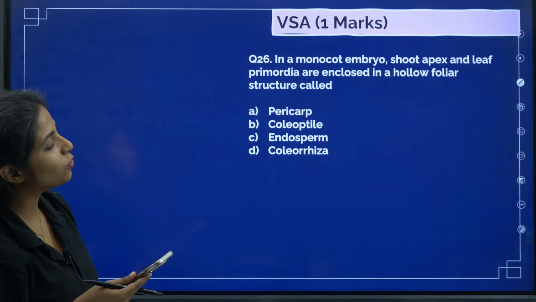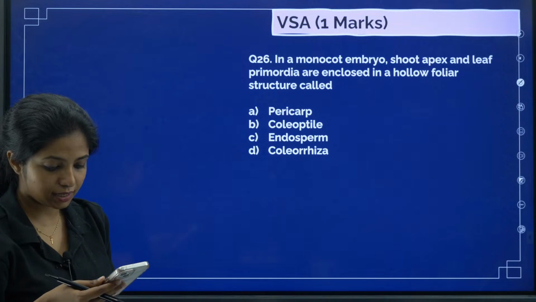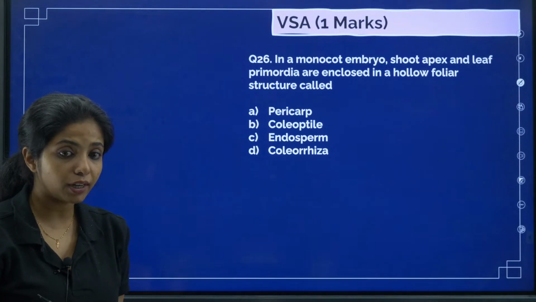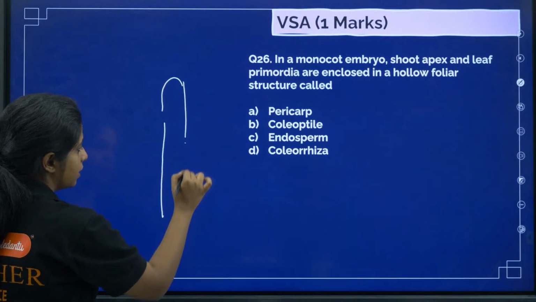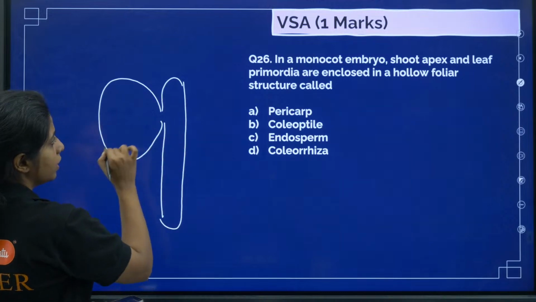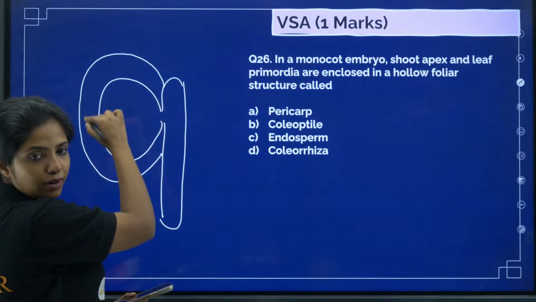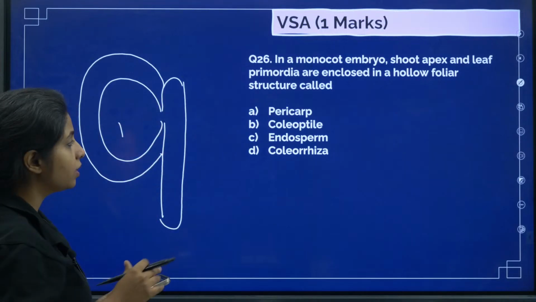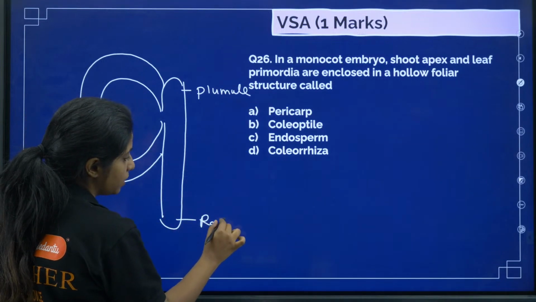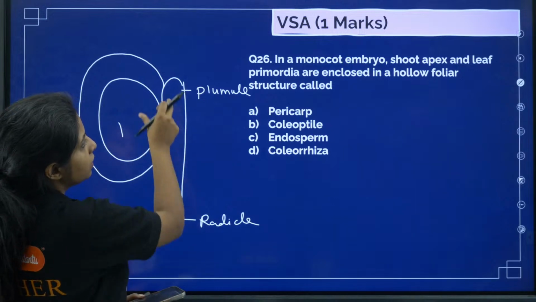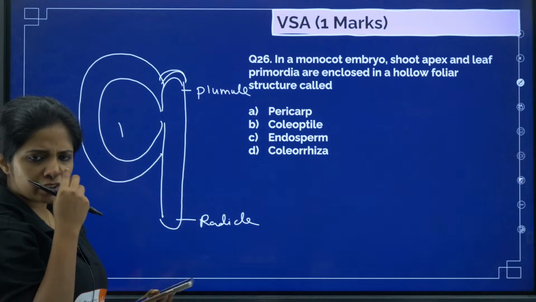Okay, 26. In a monocot embryo, shoot apex and leaf primordia are enclosed in a hollow foliar structure known as what? In the monocot embryo, there is an embryonal axis like this. They have one cotyledon and some amount of endosperm still left. Now this is the plumule which will give rise to the shoot, and this is the radicle which will give rise to the root. This is the shoot apex, my dear children, that is the plumule. And here you have leaf primordia which will give rise to leaf and everything.